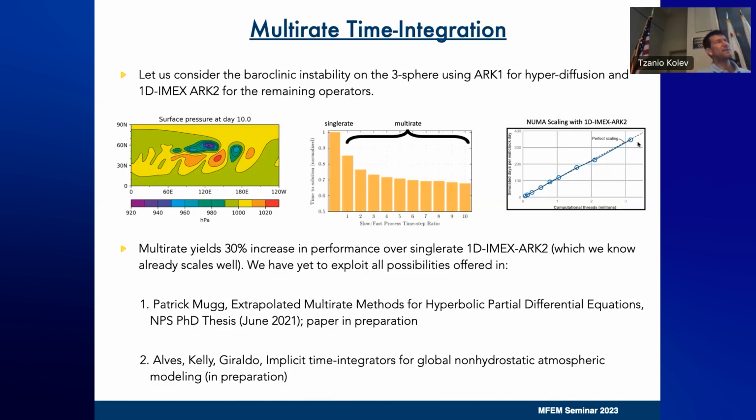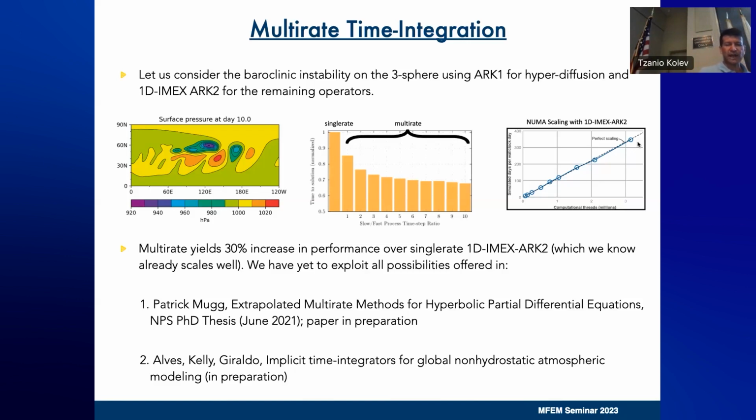And the reason why that happens is because hyperdiffusion is actually the low-hanging fruit, right? Because it's not really physical, right? It's there to regularize the equations. So who cares how accurate it is? All you're trying to do is make the model stable. So that's an easy one to do.